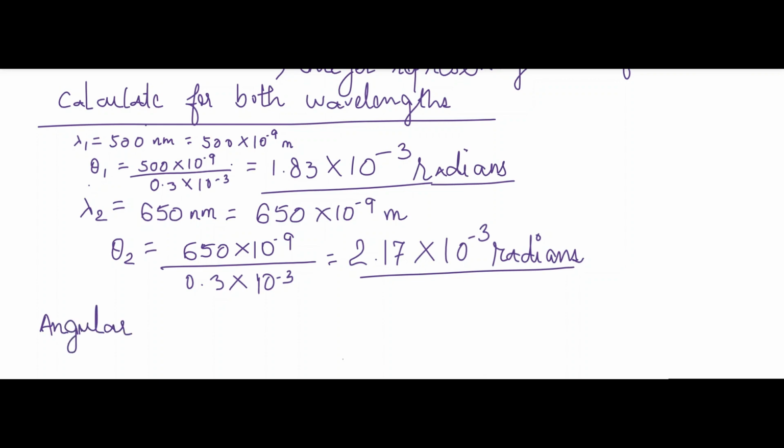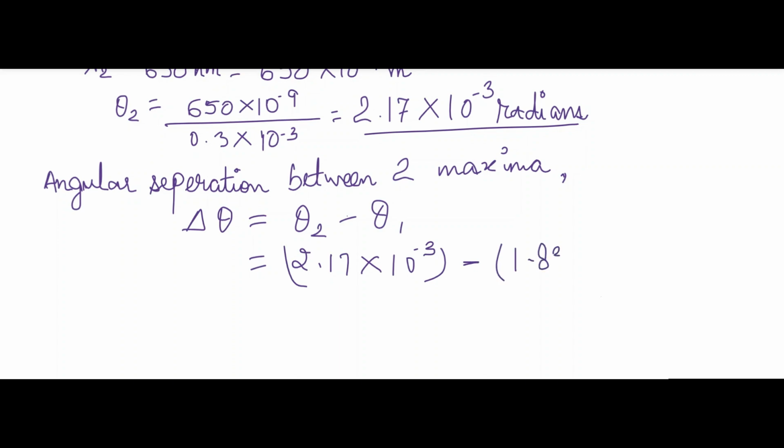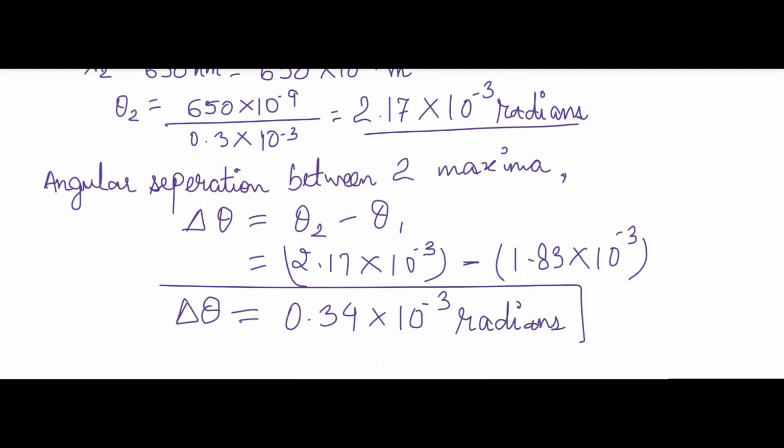Angular separation between two maxima, that is delta theta, will be equal to theta 2 minus theta 1. That is 2.17 into 10 to the power of negative 3 minus 1.83 into 10 to the power of negative 3, which will be equal to 0.34 into 10 to the power 3 radians.